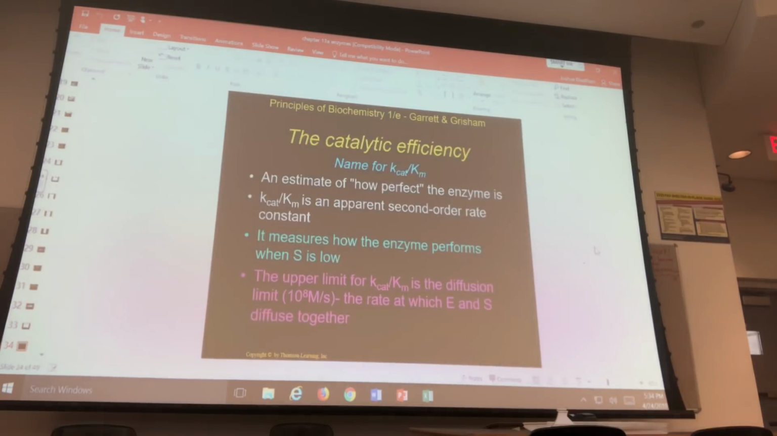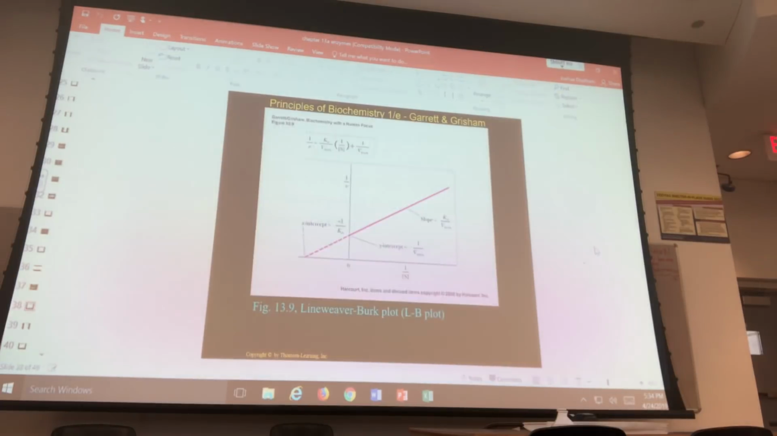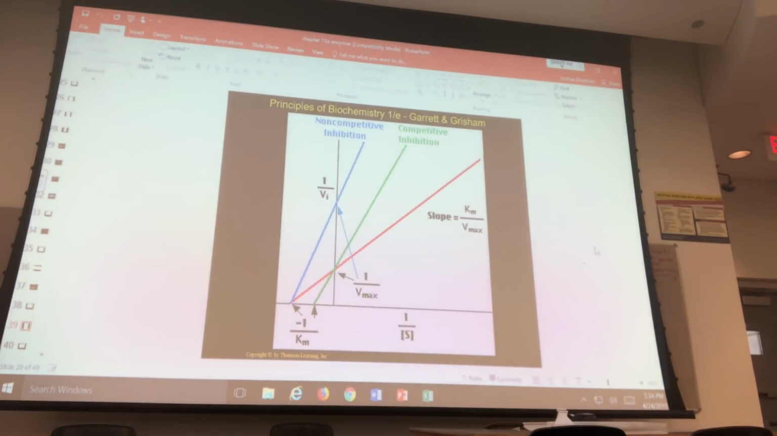We learned about different inhibitors of enzymes. There are competitive inhibitors, which go where on the enzyme? What site do competitive inhibitors go to on the enzyme? Active site. Non-competitive inhibitors go where instead? Allosteric sites. They go to not the active site.